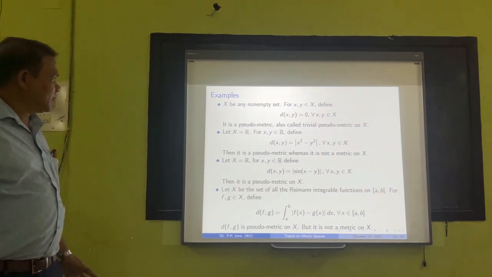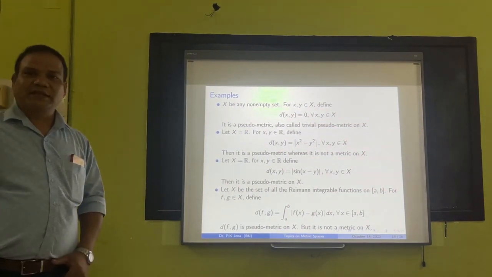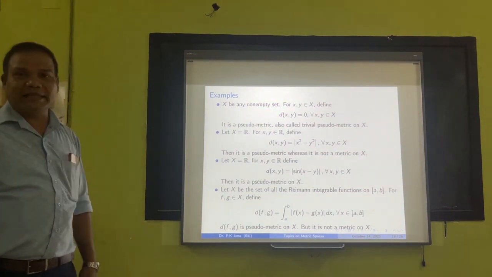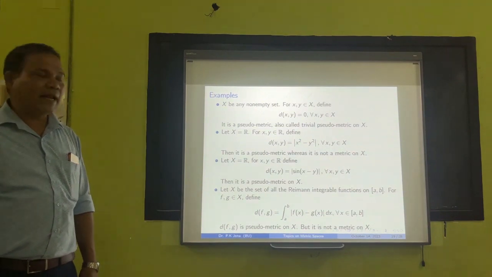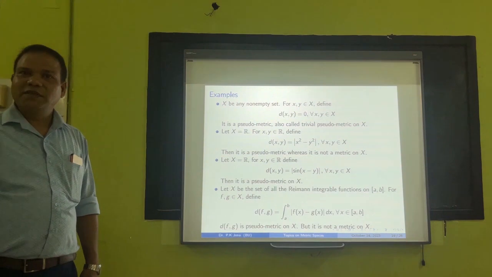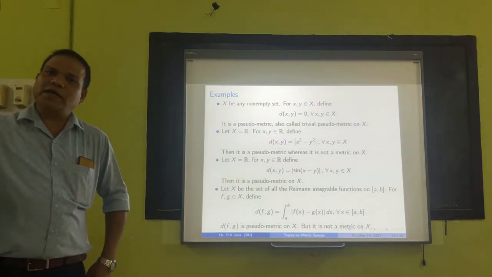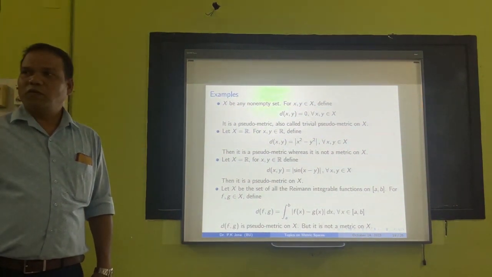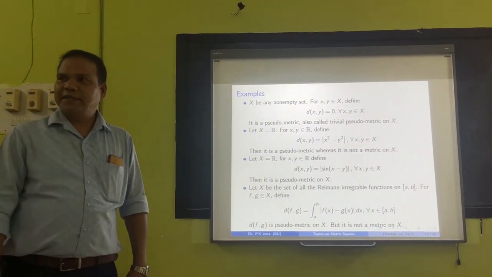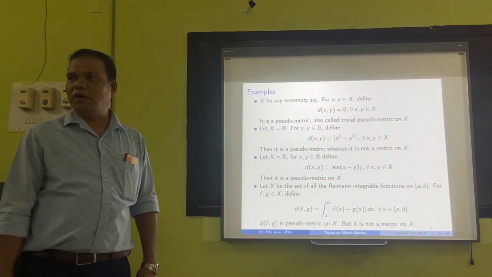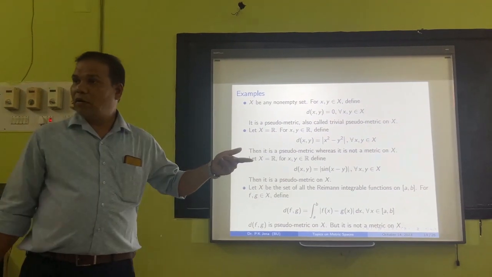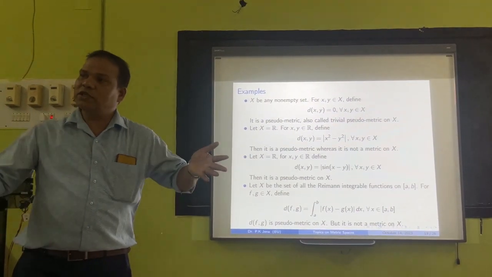A very important example is the third one. It is quite interesting. Consider X equal to R, the set of real numbers, and define D of x y as the modulus of sin of x minus y. Since the modulus is there, D of x y is greater than or equal to 0. We will consider the second property. Suppose x is equal to y. Will it imply that D of x y is equal to 0? Yes, it is obvious. If x is equal to y, D of x y is the modulus of sin of 0, and sin of 0 is 0.